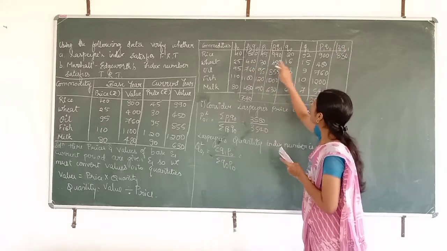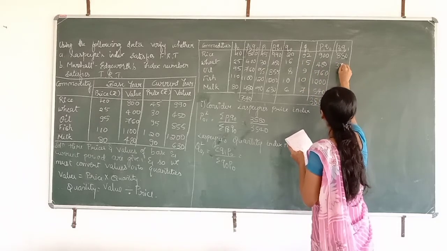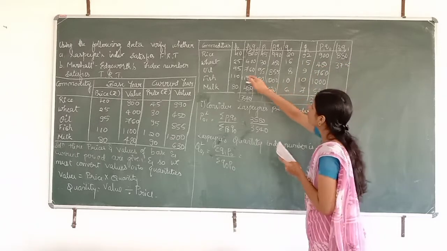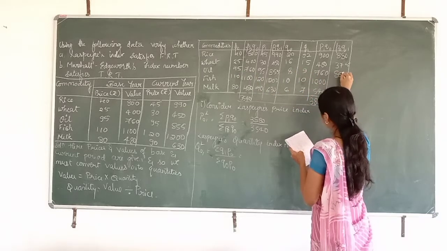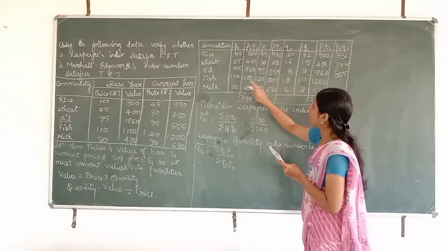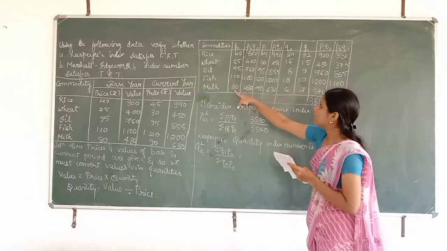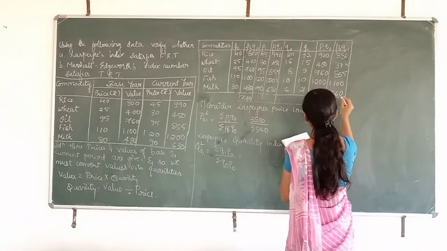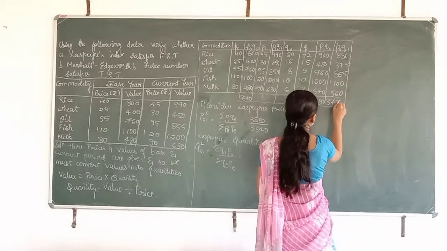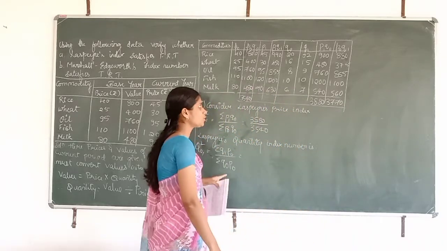Next 25 into 15, it is 375. Next 95 into 9, it is 855. Then 110 into 10, it is 1100. Then 80 into 7, it is 560. Now make the total. When you calculate the total, it is 3770. Now you have to substitute the value.